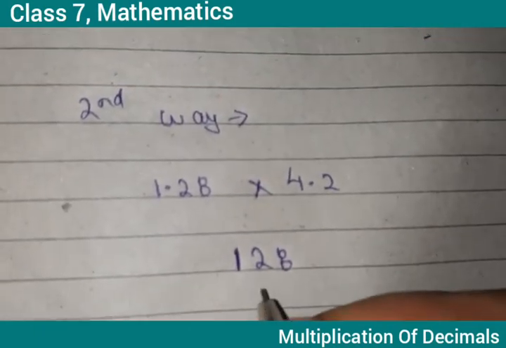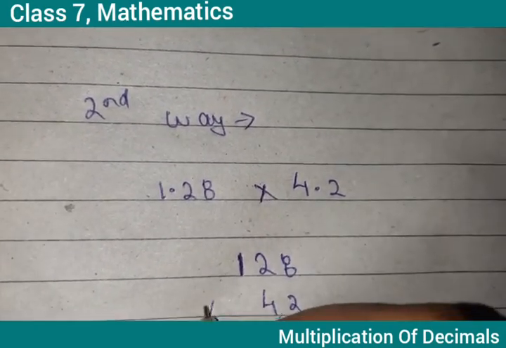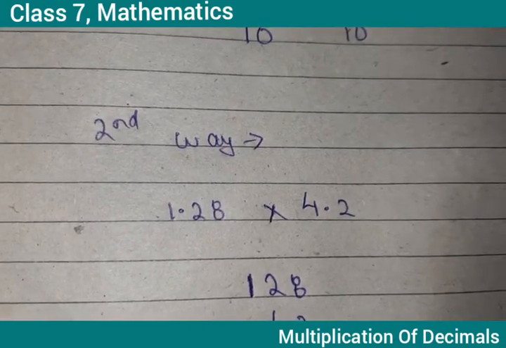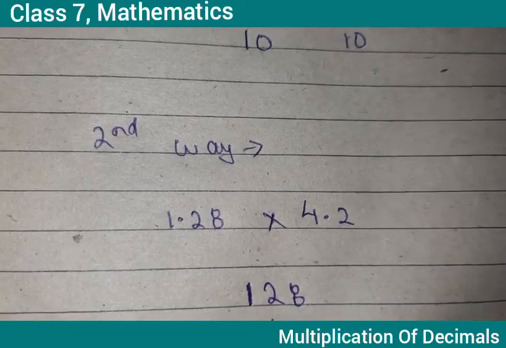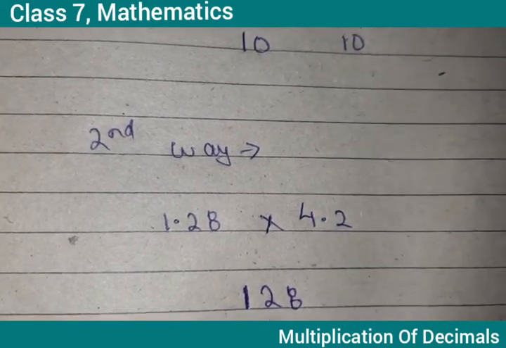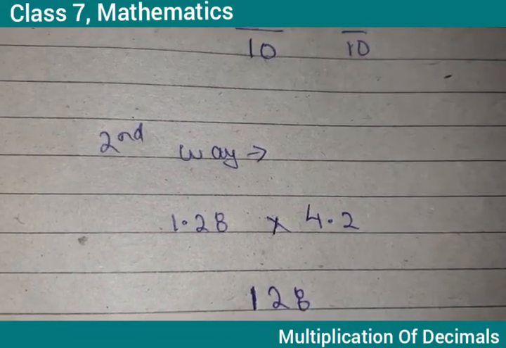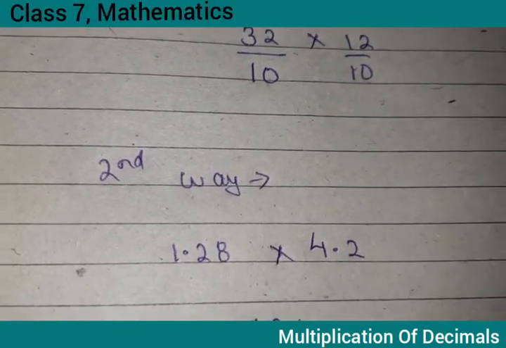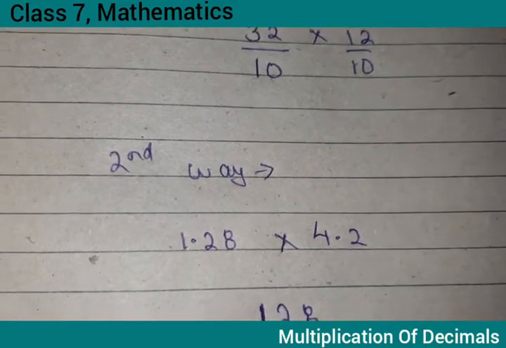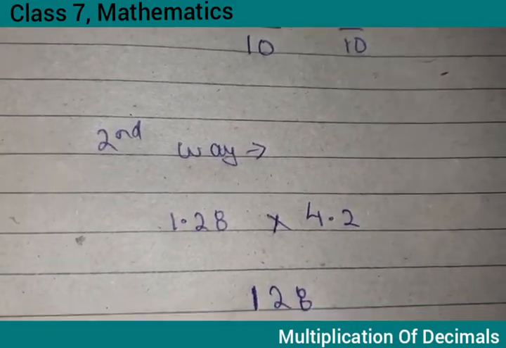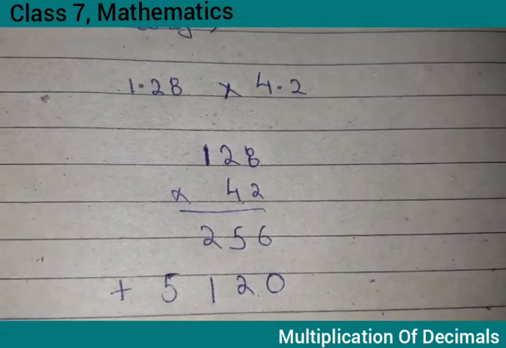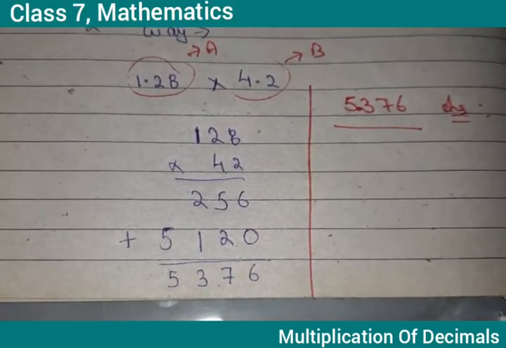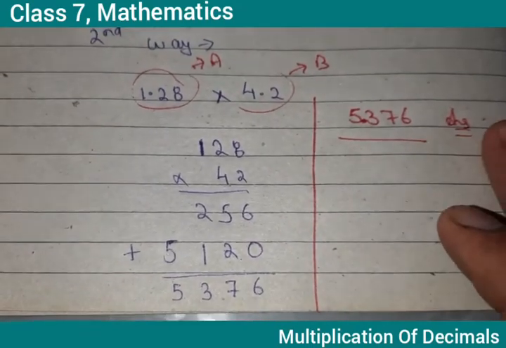So now we need to multiply 128 and 42. So 8 into 2 is what? 16, 1 carry, 2 into 4, 2 into 2 is 4, carry 1, 5, 2 into 1 is 2, then put here 0, 8 into 4, 32, 4 2 is 8, that is 5120. Now if we add it, we get 5376. Now see class, how you need to place the decimal.